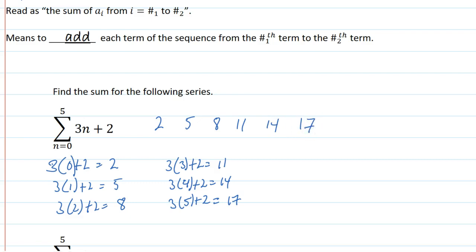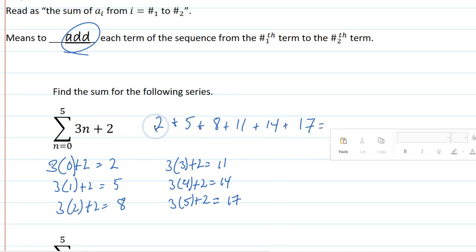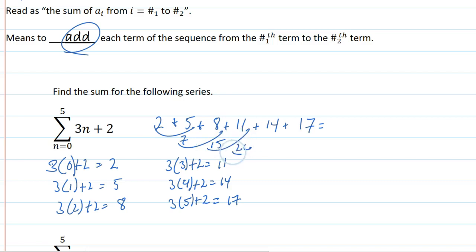Now the big difference between the arithmetic series and what we're doing now is a summation adds all the terms. So there's an addition between each set. Then all you do is go through and add them. 2 plus 5 is 7, plus 8 is 15, plus 11 is 26, plus 14 is 40, plus 17 is 57. So my answer would be 57. The summation of 3n plus 2 from n equals 0 to 5 is equal to 57.